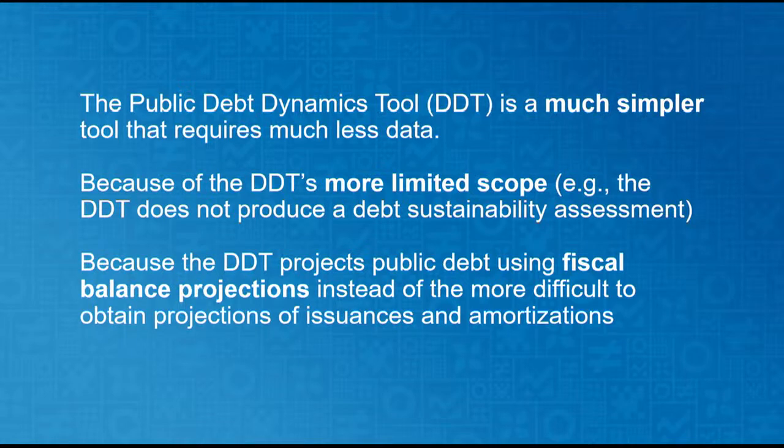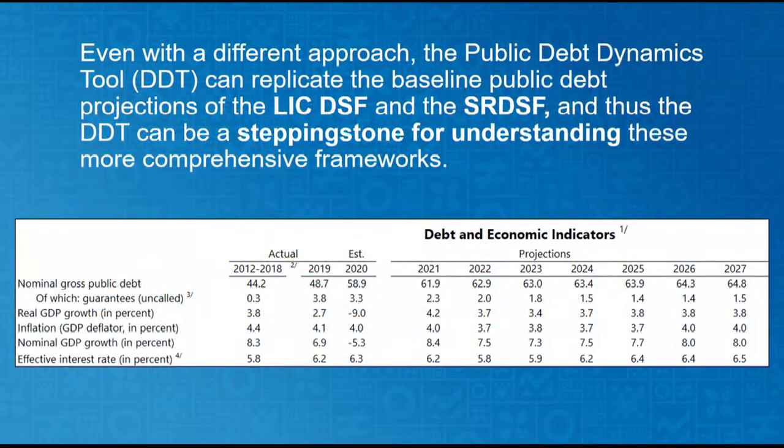For example, it cannot produce a debt sustainability assessment. This is because the DDT projects the debt using the fiscal balance projections instead of issuances and amortizations projections, which are typically much harder to obtain. Even with a different approach, the DDT is capable of replicating the baseline public debt that we can get from the LIC-DSF and the MAC-SRDSF. In this sense, the DDT can be a stepping stone for understanding these two important IMF tools.